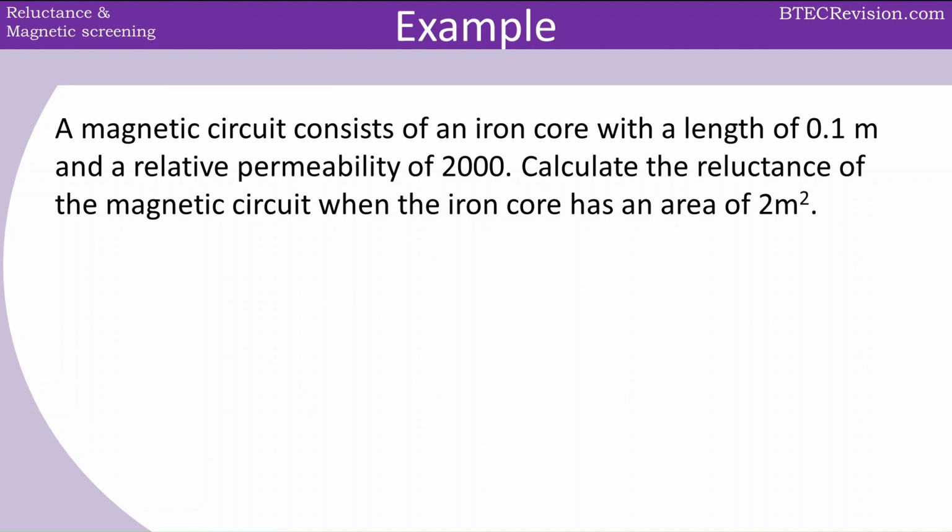We can start by writing down our equation. S equals L divided by mu naught mu R A. We know the length is 0.1. Mu naught is the permeability of free space, which is 4 pi times 10 to the power -7. And mu R is 2000. And the area is 2. And this gives us a value of 19.9 per Henry.